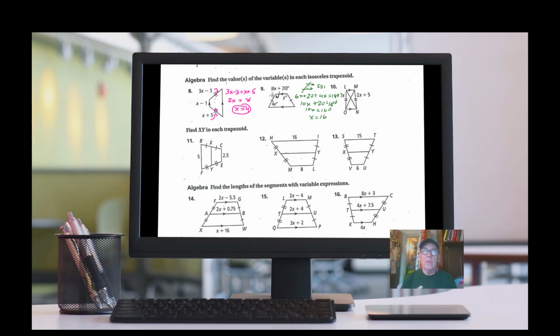And y is going to be the same measure as the 6x plus 20 angle. So if x is 16 degrees, 6 times 16 is 96. 96 plus 20 is 116. So you got 6 times 16 plus 20 equals 116. And y is also 116. So y equals 116.